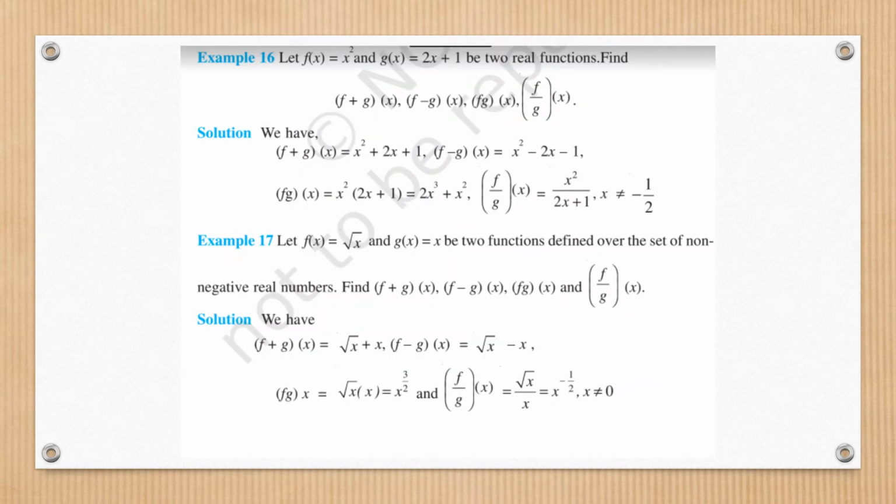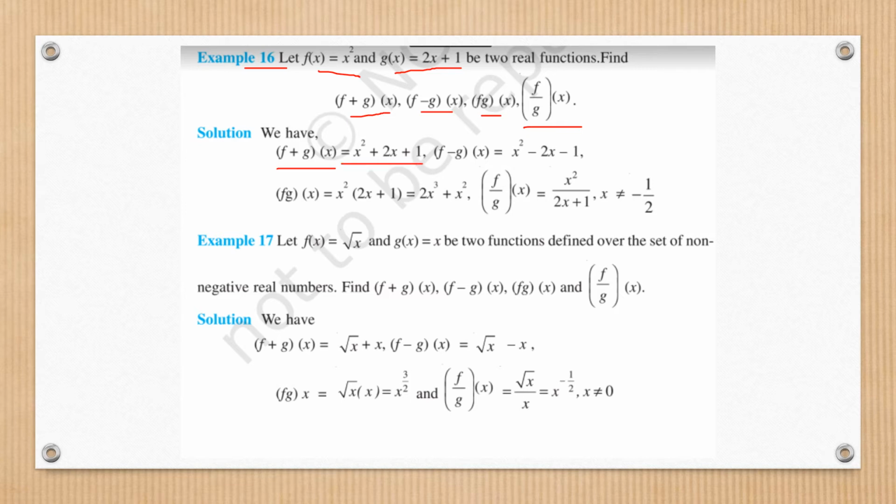So let us apply it in problems. Let's take first example number 16. f(x) is x square, g(x) is 2x plus 1. You have to find f plus g of x, f minus g of x, f into g of x, and f by g of x. It simply means you have to add, subtract, multiply and divide the two functions. So f plus g of x means the addition of these two.